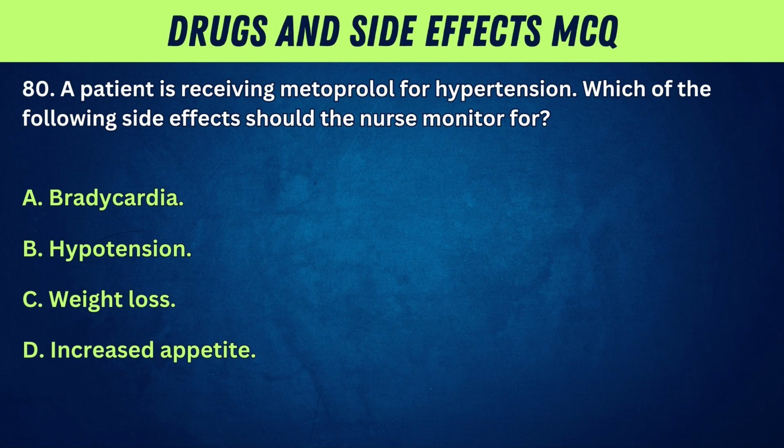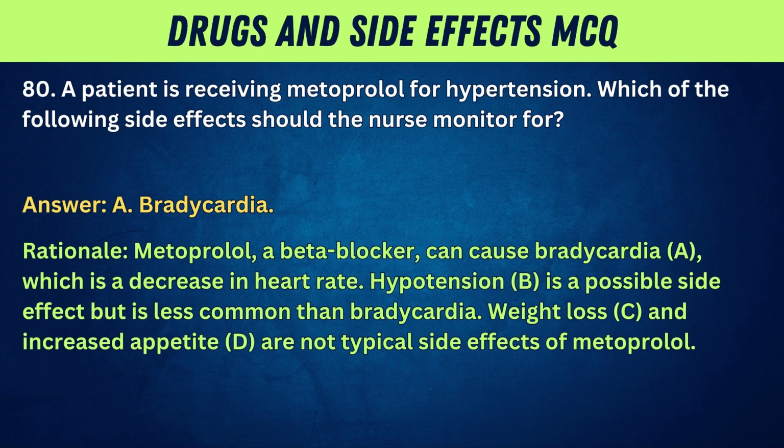80. A patient is receiving metoprolol for hypertension. Which of the following side effects should the nurse monitor for? A. Bradycardia. B. Hypotension. C. Weight loss. D. Increased appetite. Answer: A. Bradycardia. Rationale: metoprolol, a beta blocker, can cause bradycardia, which is a decrease in heart rate. Hypotension is a possible side effect, but is less common than bradycardia. Weight loss and increased appetite are not typical side effects of metoprolol.